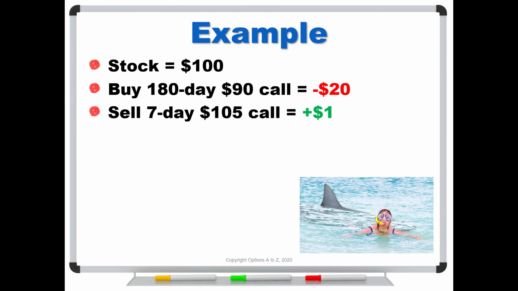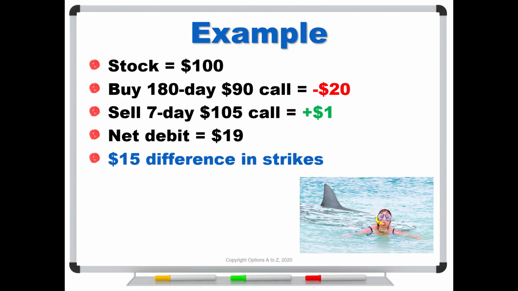But the problem is, notice how we've set up the trade. We've got $20 going out on the long position, $1 coming back to us on the short position, and that gives us a net debit of $19. And you might say, well, what's the problem with that? The problem is there's only a $15 difference in strikes. Well, you might say, okay, what's the big deal with that?